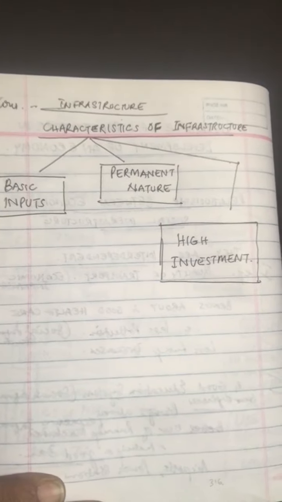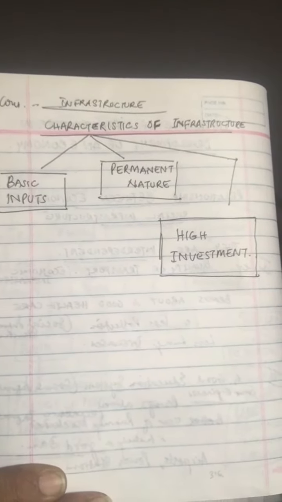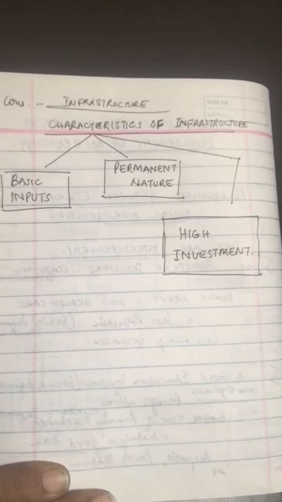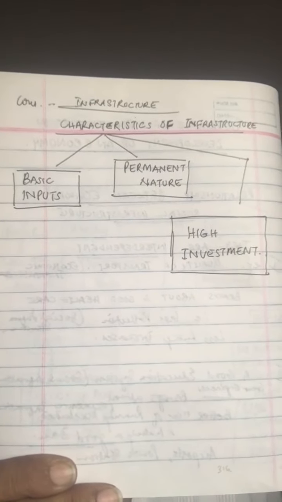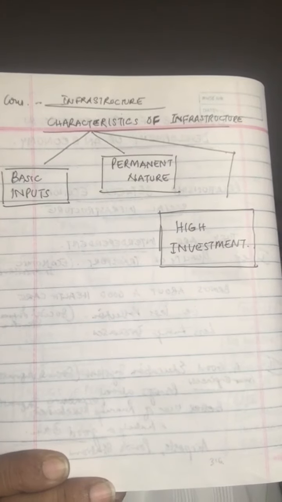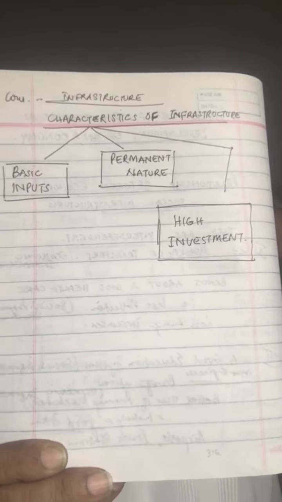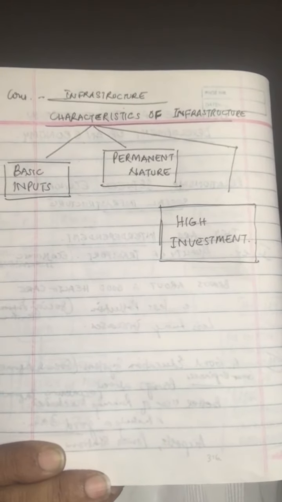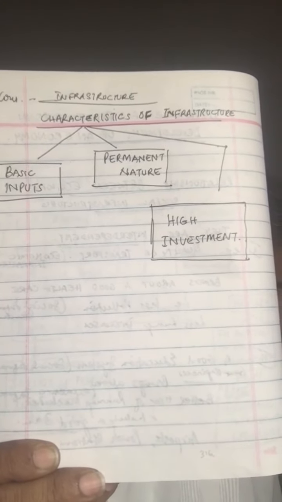It is basic to all production activities. Outputs of infrastructure such as power and water are used as inputs for production. So development of infrastructure is an essential precondition for agricultural and industrial production. Without this, you cannot even think of any productive activity.